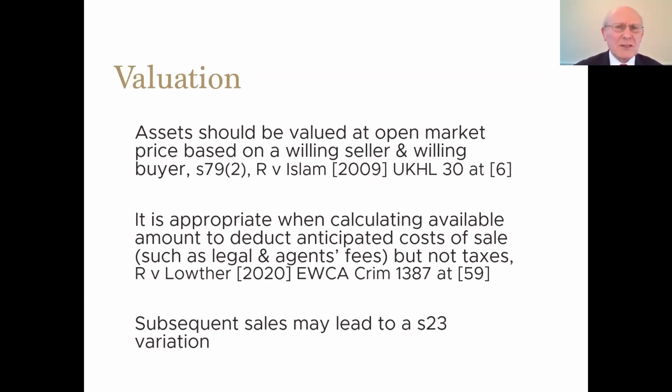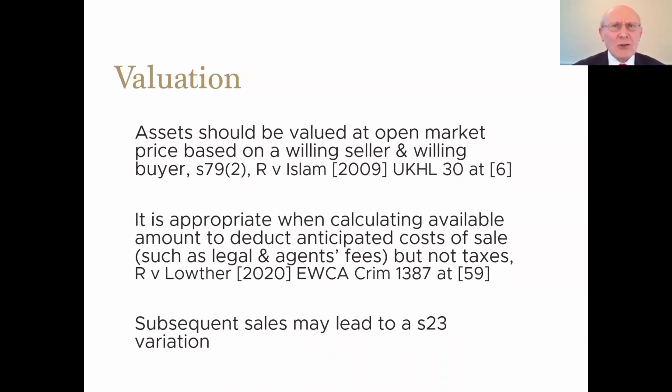The other thing is that when you're doing a Section 23 variation, you may not be able to vary the default sentence. If you imagine a situation where somebody's got an available amount of 450,000 based on some estimated sale prices of properties, and the default sentence is set based on 450,000, and then after the event, those properties are sold for much less, and his available amount, let's say, is only 350,000. You might be thinking, well, his default sentence should come down.